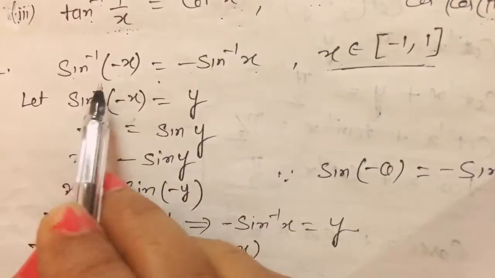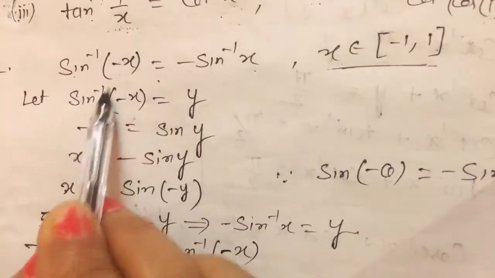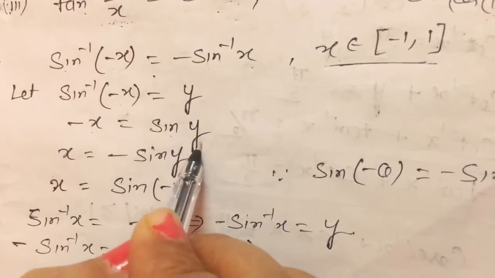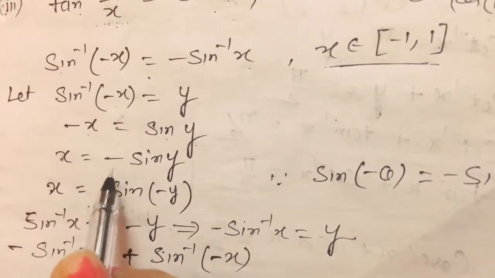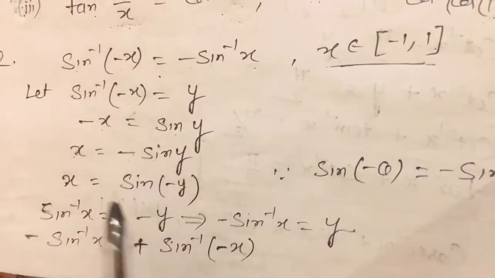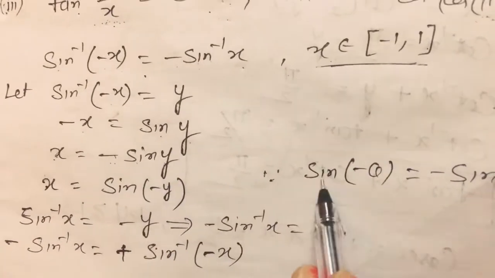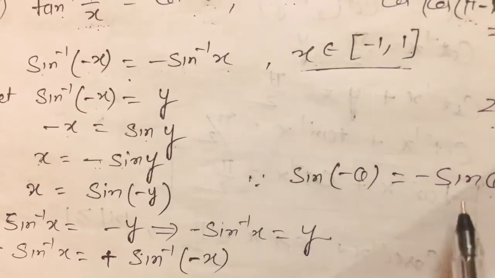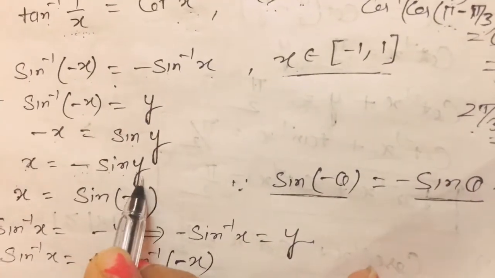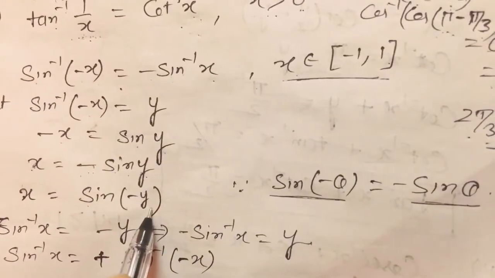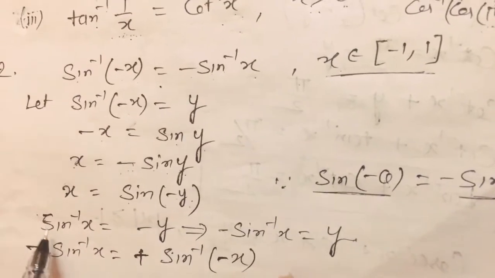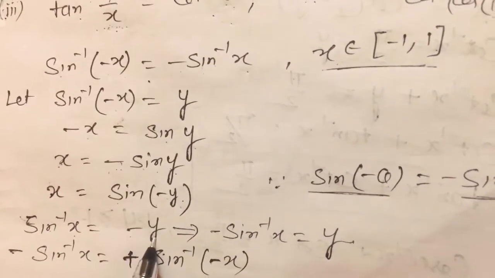Okay, so for showing this I am taking this as y. So sine inverse minus x is y, then minus x is equal to sine y. Then x is equal to minus sine y, taking negative on both sides. And we know that sine of minus theta is equal to minus sine theta. So we can write minus sine y is equal to sine of minus y. So we take sine on the left side, so sine inverse x is equal to minus y.